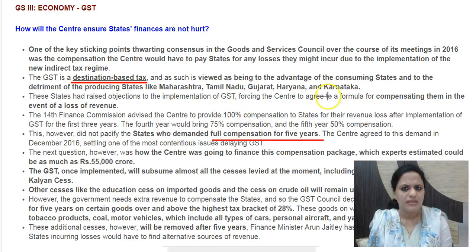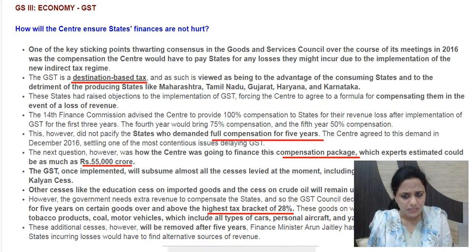And even if there are losses, an estimate is being made that losses may be there to some extent, like around 55,000 crore is expected to be the amount of losses which may take place, and this would be the compensation package which the center will have to provide to the states. So this compensation would be provided through a cess which has been imposed on goods which are taxed in the highest tax bracket of 28%. So this includes all tobacco products, coal, motor vehicles, cars, personal aircraft, yachts. All these are included here. The cess will be imposed only for the 5 years. Then it would lapse. And this amount which is collected will be used for providing compensation to various states.